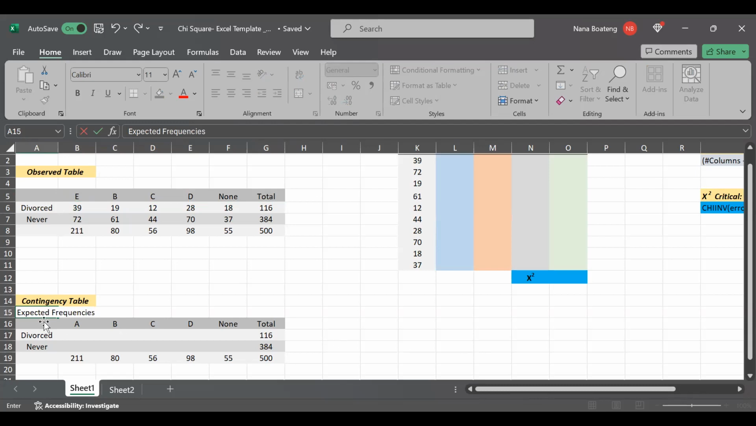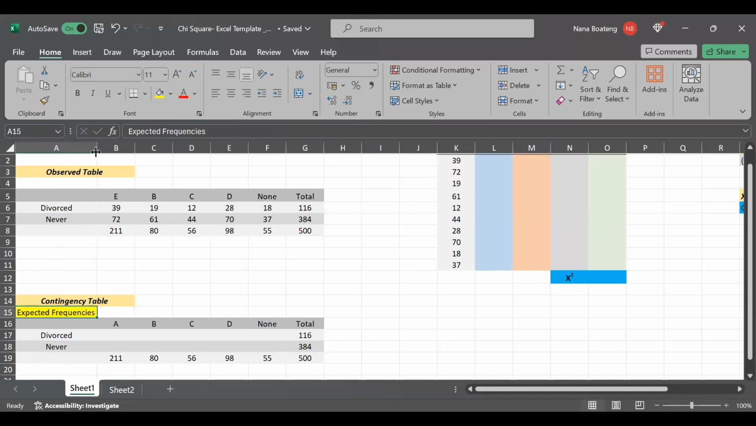In the first example, you were given the expected frequency. But it's not every time that you'll be given that, so you will have to derive it. This is where the contingency table comes in.